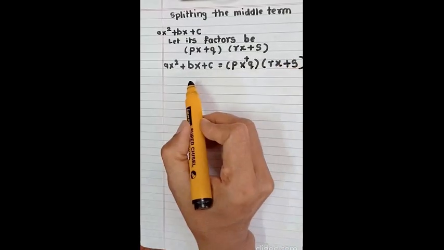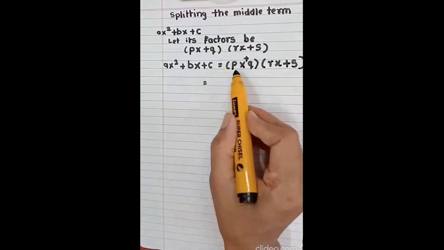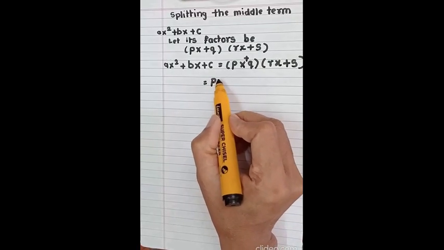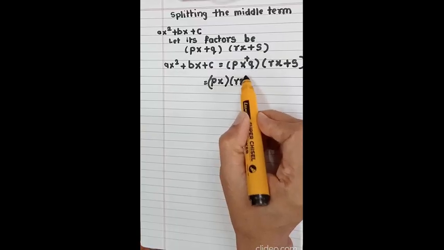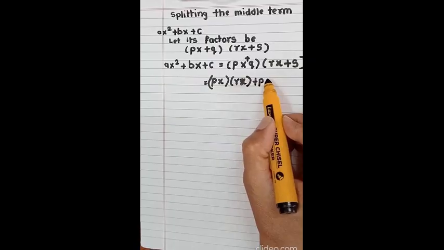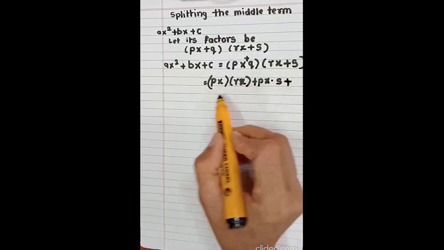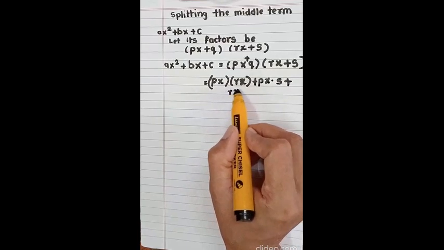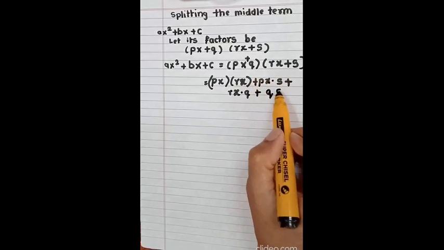So by expanding, multiplying both the brackets, what do you get here? We get px into rx plus px into s plus rx into q plus qs.